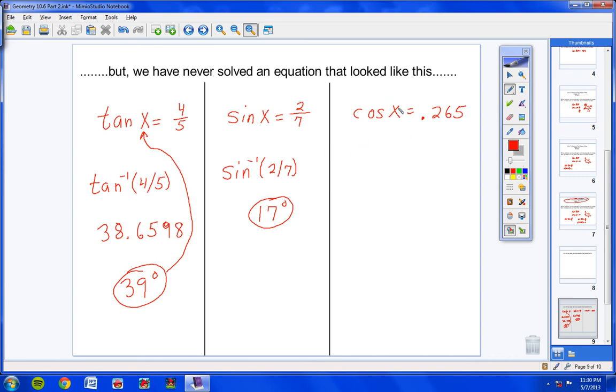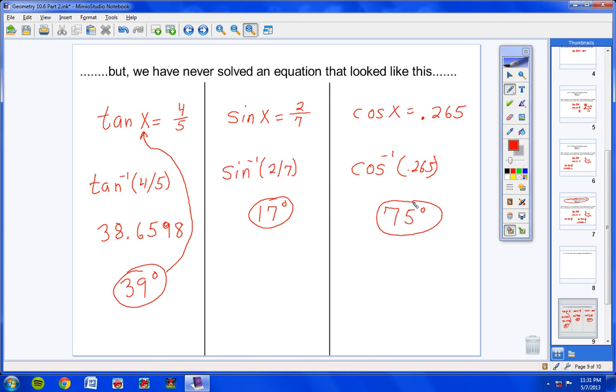We're looking for a missing angle, so I'm going to type in second cosine on my calculator, and up pops this right here, cosine of the -1. Then you want to type in 0.265 and close your parentheses, and you should get out 74.633. So I'm going to round that to 75 degrees. Now I want you to write a sentence in your notes. I want to practice a bunch of these mixed in with some other types too, so you learn when to use the sine, cosine, and tangent -1 button and when not to.